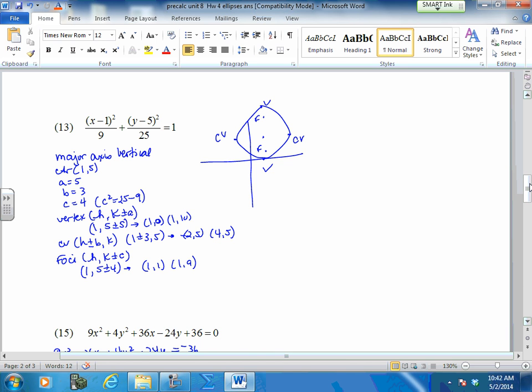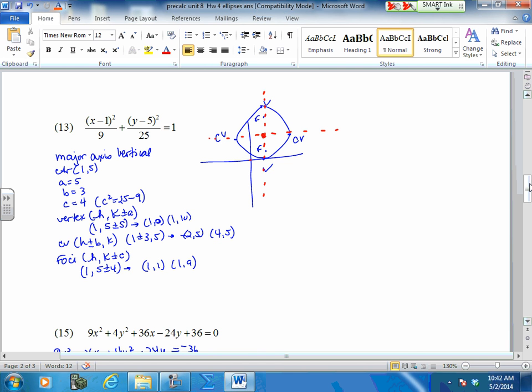All right, now we have one that has a vertex that's off-center. It's a translated vertex. When you see your vertex as 1, 5, from 0, 0, I move over 1, up 5. So now, make your new axis like this. It's a translated axis. I just shifted my center over and up.